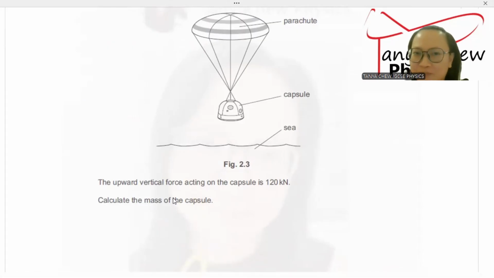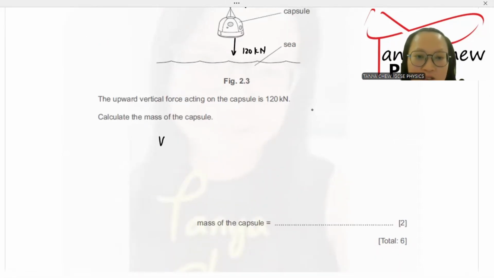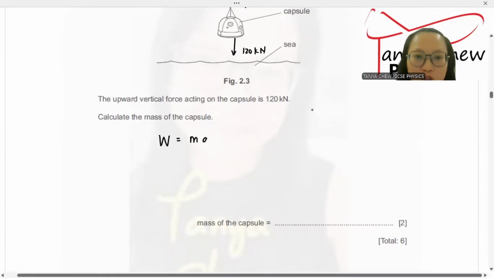Remember, I did explain terminal velocity. I said the upward force is balanced by the downward force. Since the upward force is given as 120 kilonewton, the weight of the capsule must be 120 kilonewton as well, because the resultant force acting on the capsule is equal to 0. So to find the mass, I need the weight. Weight is equal to mg.